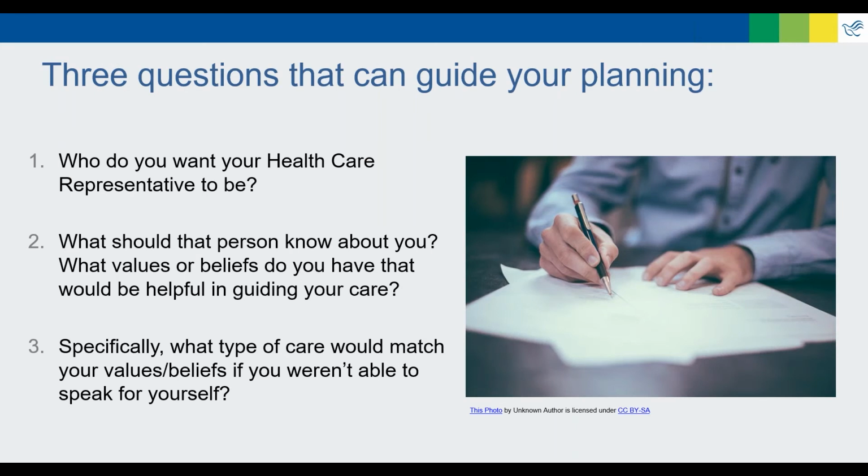And then there are three questions that we encourage each principal to think about in creating the advanced directive that fits them, and that will guide your planning in general. Think about if you were ever in a time where you couldn't speak for yourself and needed medical care. So the first question to be considering, if you haven't already, is who do you want your healthcare representative to be? We'll explore each of these questions a little bit more in a further slide. The second question is, what should that person know about you?